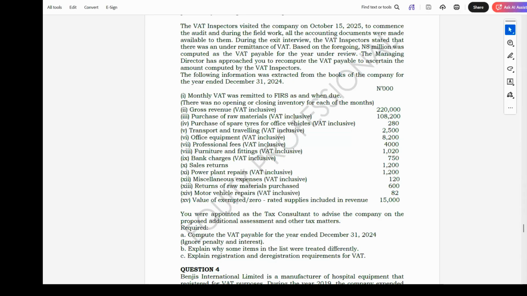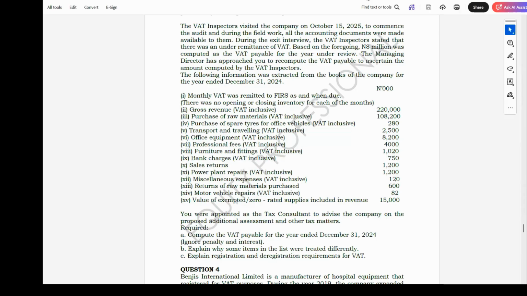We mentioned it earlier because some of them are direct revenue expenditure, some of them are indirect revenue expenditure, and some of them are capital expenditure. And you give them the reason that any expenditure that is capital expenditure will not form part of our input VAT. It will be capitalized as part of the cost of the asset for capital allowance claim.